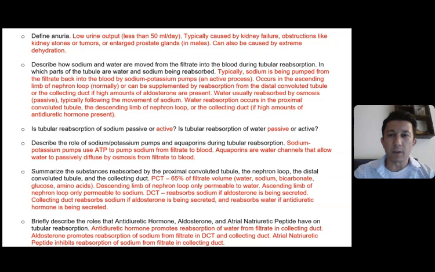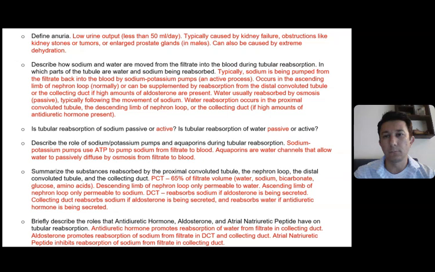The reabsorption of sodium can also be supplemented by reabsorption from the distal convoluted tubule or the collecting duct if high amounts of aldosterone are being secreted by the adrenal gland. That steroid hormone, aldosterone, is going to help promote the formation of sodium-potassium pumps in both the distal convoluted tubule and the collecting duct. So reabsorption of additional sodium can occur in the distal tubule and the collecting duct if high amounts of aldosterone are present.